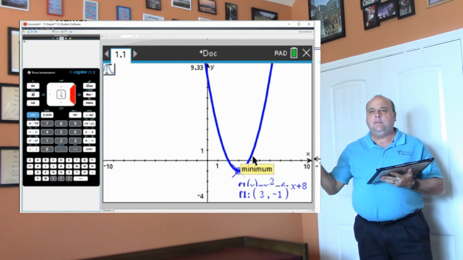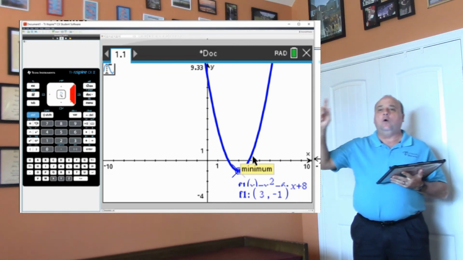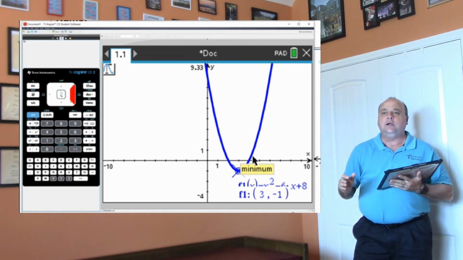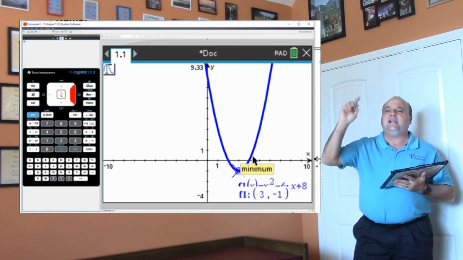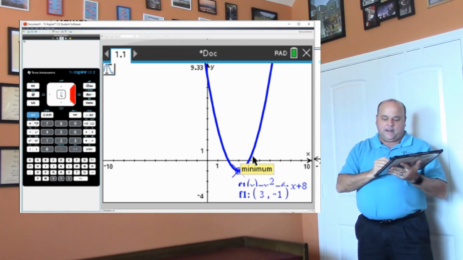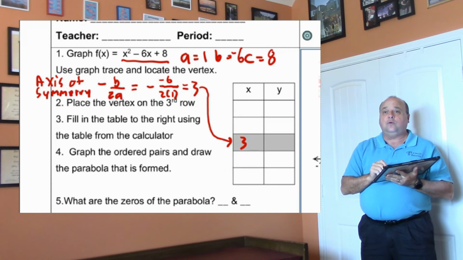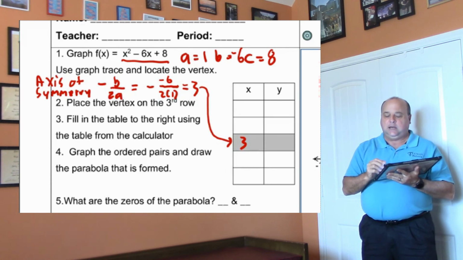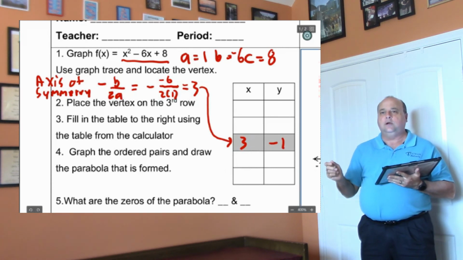When you get to the bottom of the graph, it says minimum, and the ordered pair is (3, -1). Y'all got that? It's minimum because that's the smallest y will ever be. Now we're going to go back to the paper. Notice that 3 is the vertex in it. And it was (3, -1) on here, right?